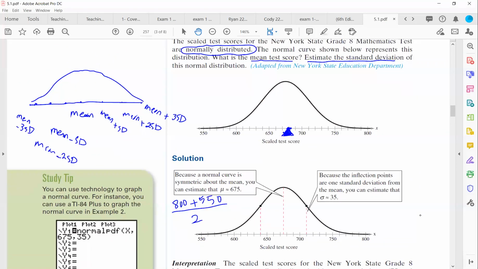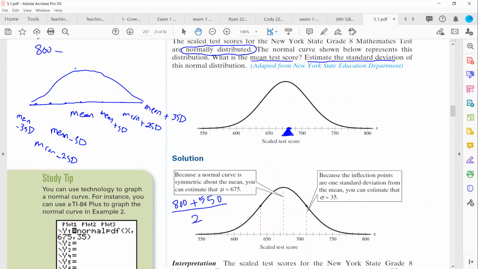Okay, if I add these two values, I get rid of my standard deviations. I don't have any standard deviation left. If you subtract them, you get mean plus 3 standard deviations minus mean minus 3 standard deviations divided by 6, it gives you your standard deviation. So 800 minus 550 divided by 6. Just an approximation.